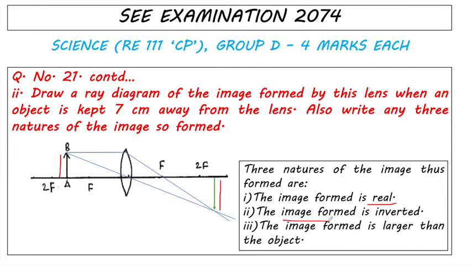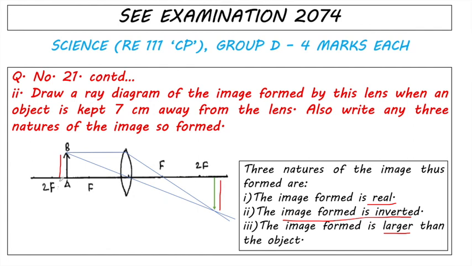The second one, the image formed is inverted. As you can see, on the object the arrow was pointing towards the top, but on the image the arrow is pointing towards the bottom, so the image is inverted. The third nature is that the image formed is larger than the object, which is really obvious from here. Whenever you are using a convex lens, the image formed is always real and inverted, every time.